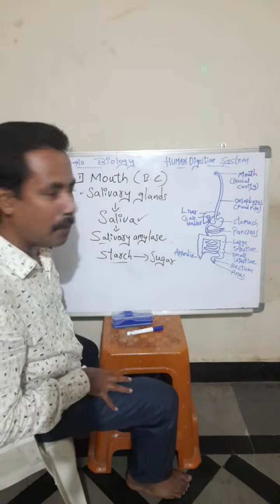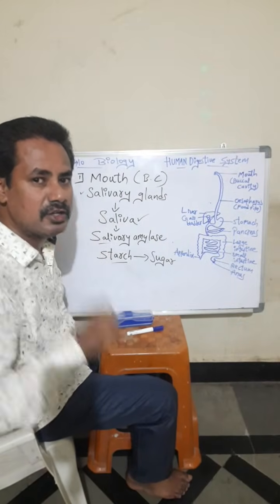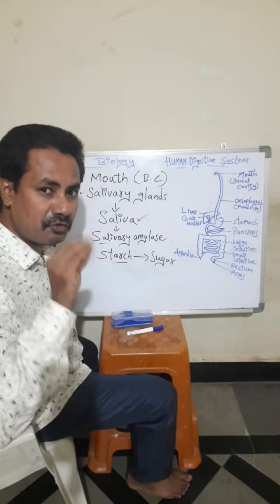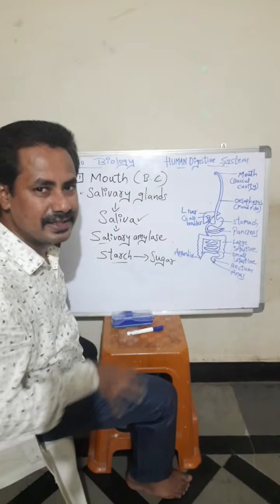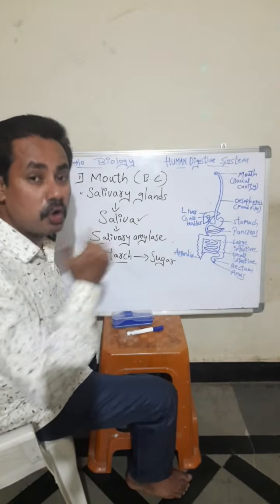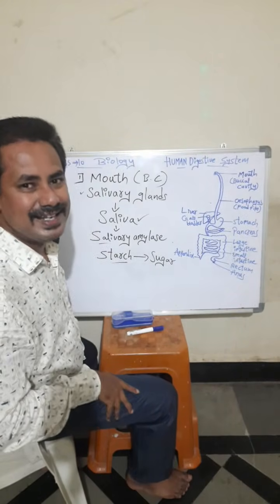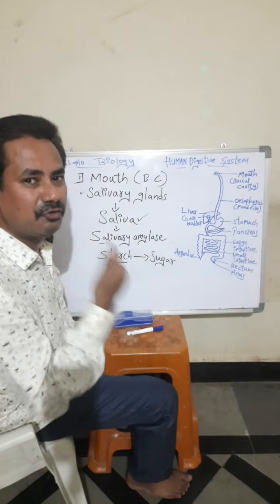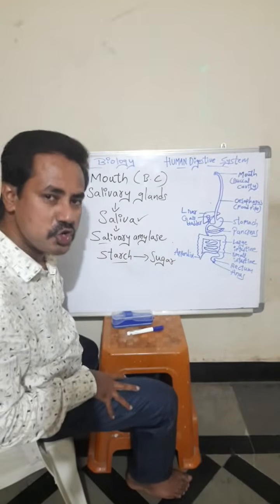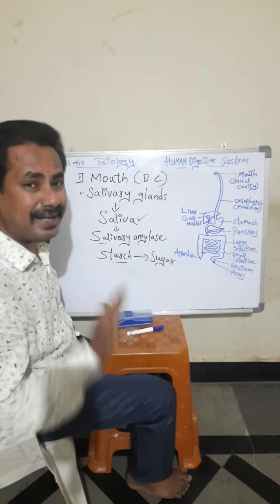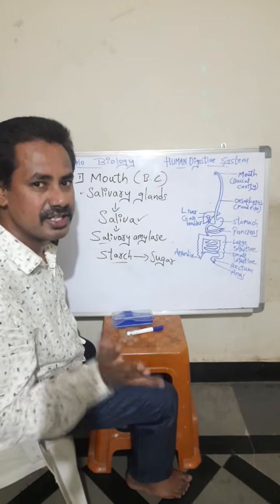Understood the first topic, mouth. We take the food and we start chewing the food. Our teeth will crush the food. Chapati we eat generally. Chapati will be broken down by our teeth, and saliva is released. Saliva mixes with the food. There the salivary amylase converts starch into sugar. Complete digestion does not take place. It is just a partial digestion.